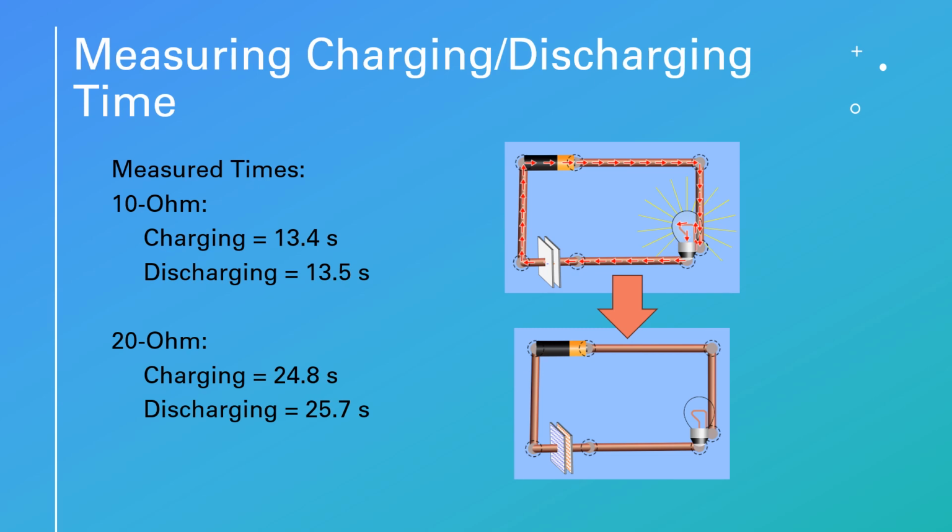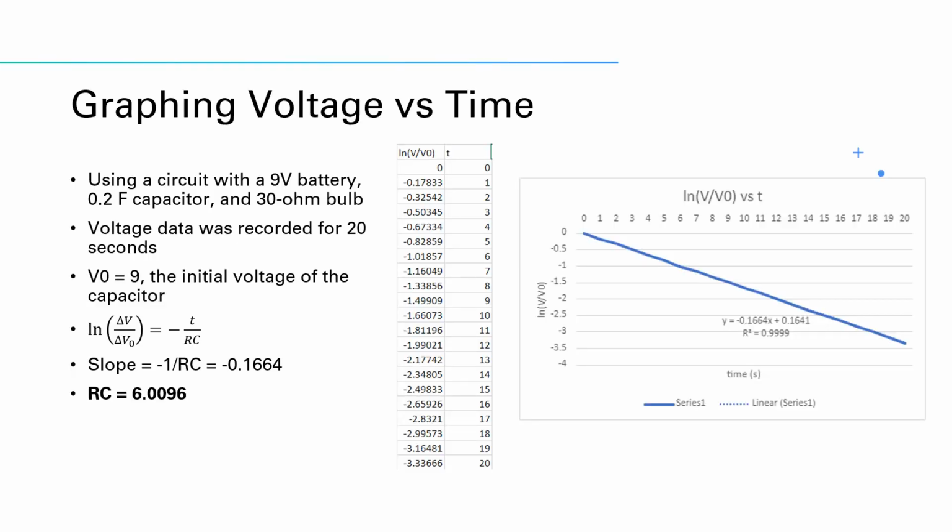These are my measured times of charging and discharging for the capacitor, first with a 10 ohm bulb and then a 20 ohm bulb. As you can see, the charging time was much greater when the resistance was increased. This is because when there is more resistance, the current gets smaller and the electrons move more slowly around the circuit. In the last part of this lab, we had to graph voltage versus time.